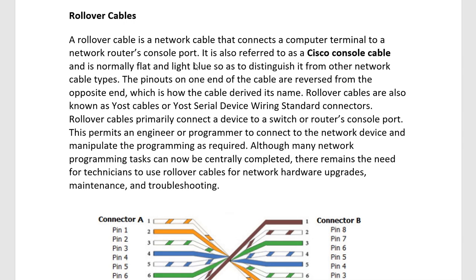There is a console port in every managed router and switch, where you can connect the console port with the rollover cable, and then you connect the other end to your computer's terminal port, which is actually the serial port you have in your computer. One side is connected to the console port of routers and switches, and the other side to the computer serial port.